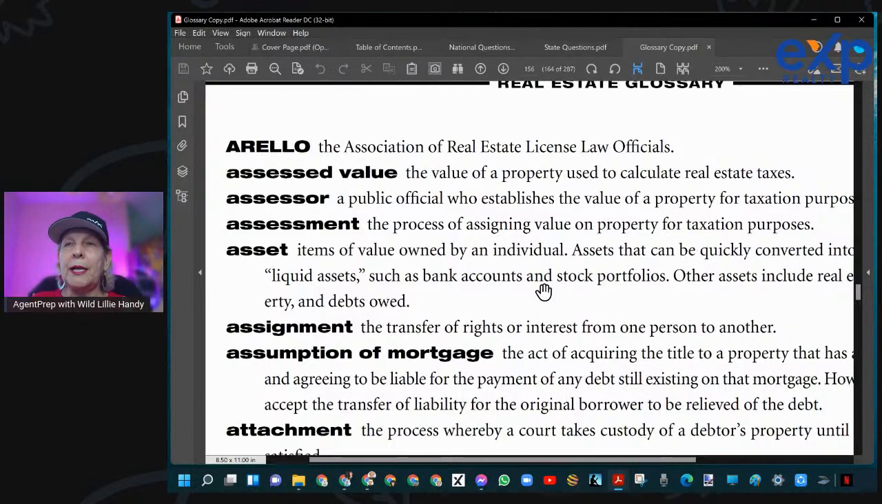The market value is what's happening in the market now, based on the comparables of recent sales. So assessed value and market value are different. These are calculated by the assessor of every county. And the next vocabulary is assessor. That's the public official who works at the county assessor's office and comes up with the value for property tax purposes.